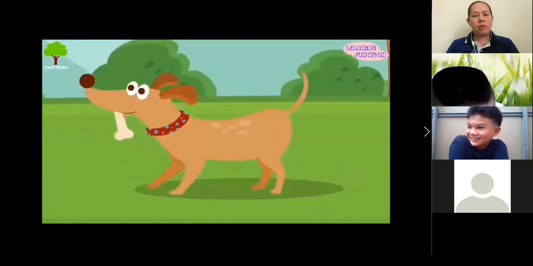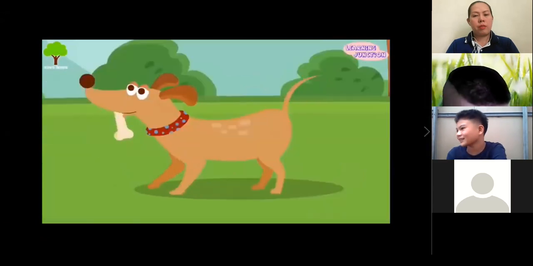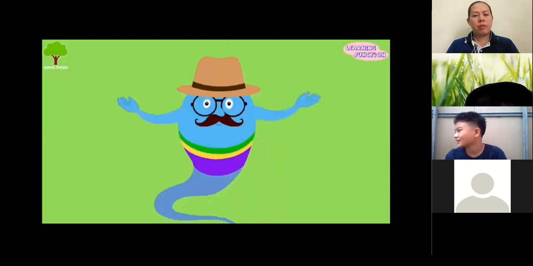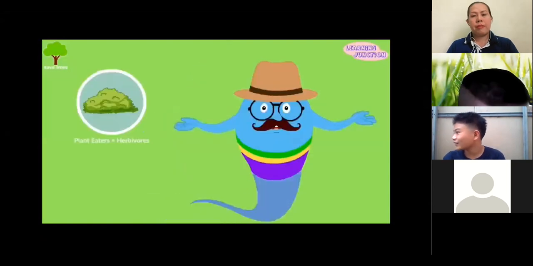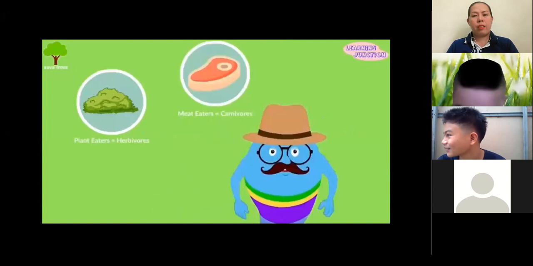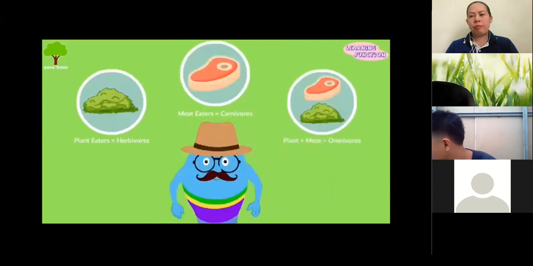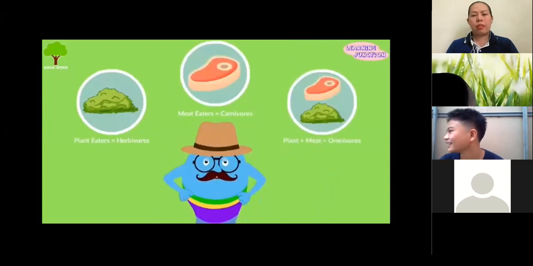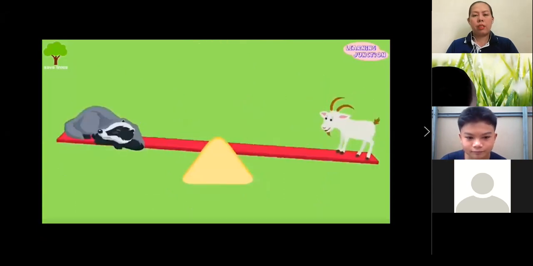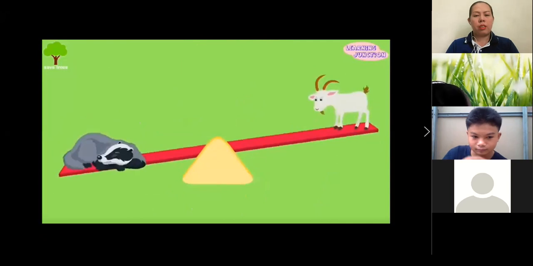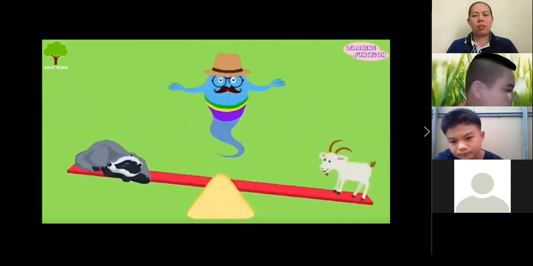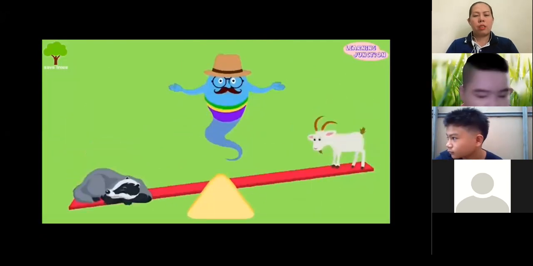Retro way to group the animals. It's very simple. Plant eaters are herbivores, meat eaters are carnivores, and animals that eat both plants and animals are omnivores. The correct balance of an ecosystem depends on the presence of each type of animal. Now, let's learn about each type one by one.